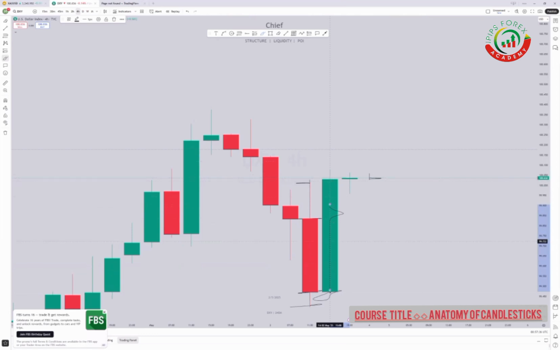So this one closes above where it opens. That is why you can see the color green. And the red one closes below where it opens. That is why it is in red color. So I believe we now get the explanation of how these candlesticks work.